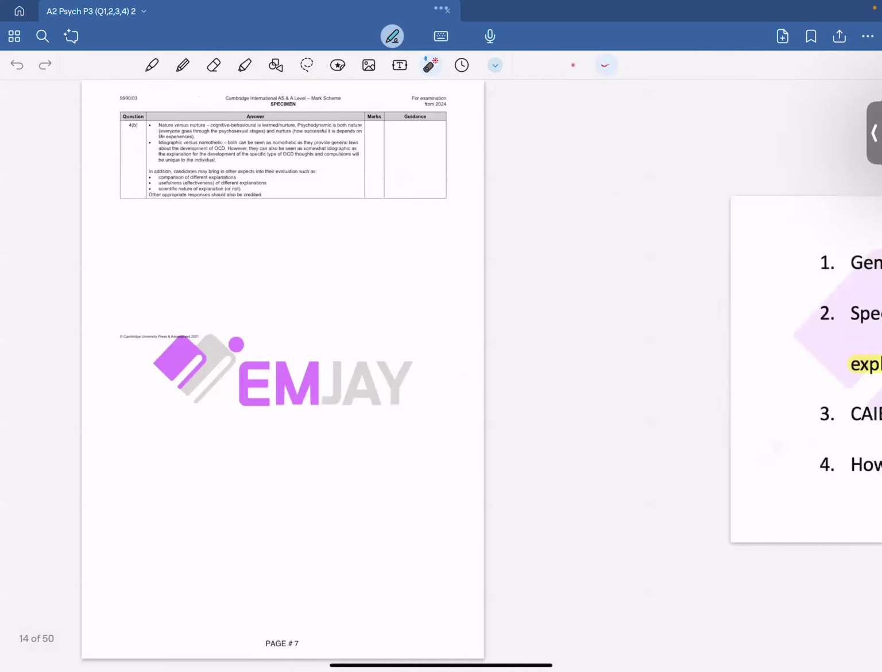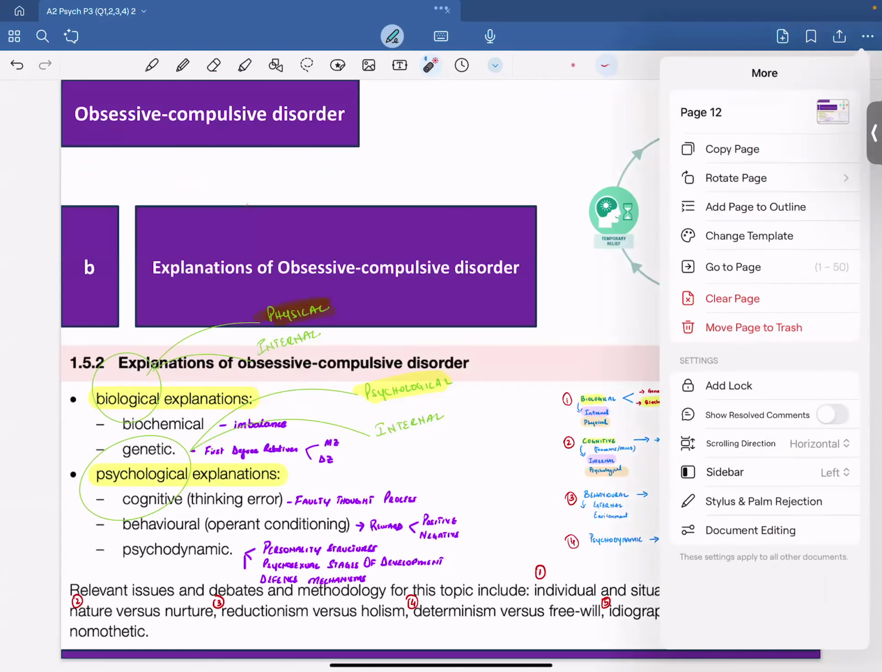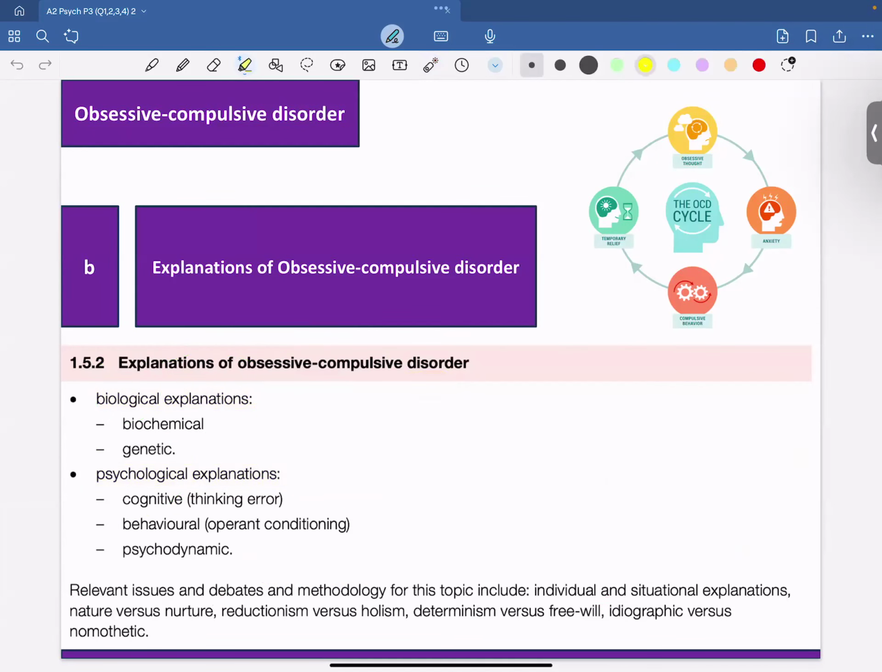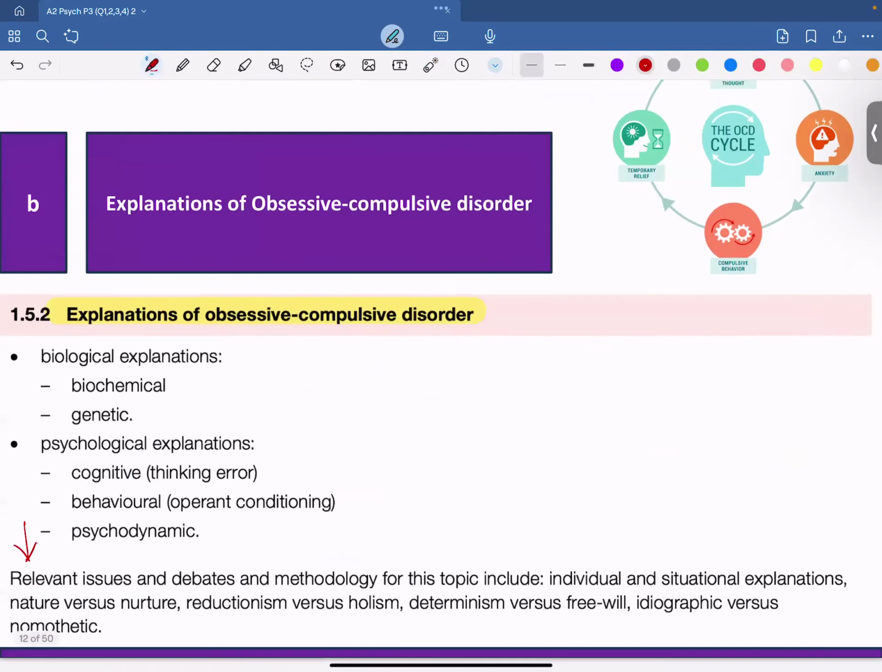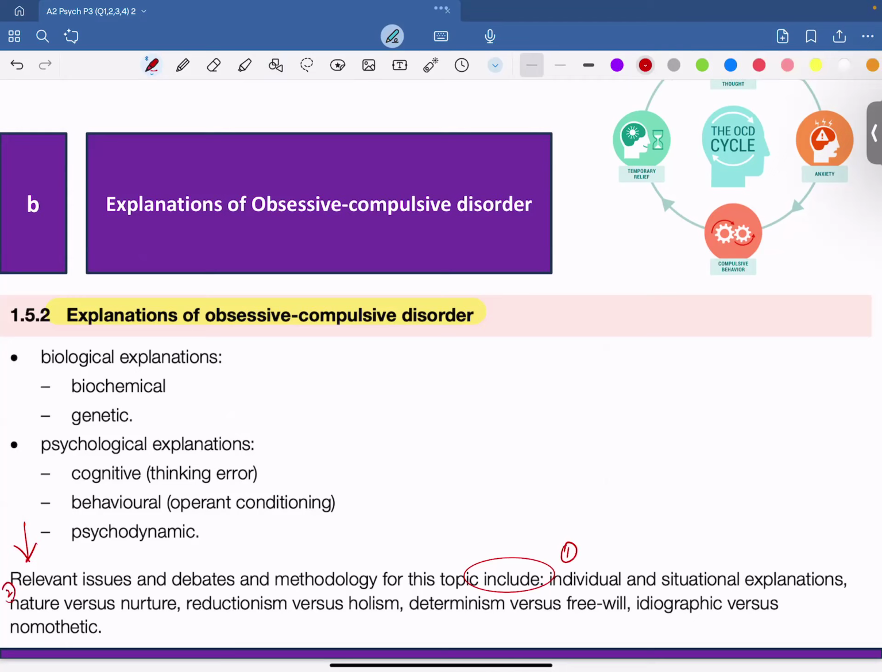Let me just wipe this off so that it's cleaner. Okay, yeah. This is the syllabus, right? If you have a look at the syllabus, this is the syllabus for explanations for obsessive compulsive disorder, straight from your CI published syllabus. Have a look at this right in the end. It says relevant issues and debates and methodology for this topic include, but are not limited to: Individual versus situational explanation, this is what you were being tested on. Number 2, you could use nature versus nurture. Number 3, you could use reductionism versus holism.